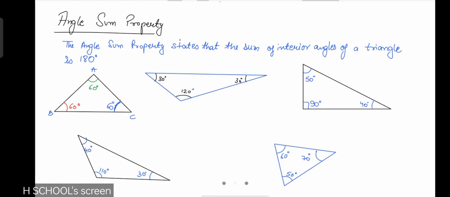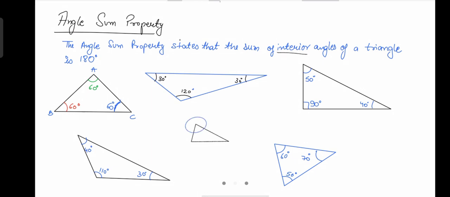Okay, let's see what the angle sum property is. If we want to understand the angle sum property, first of all, we have to understand what an interior angle is. If I make a triangle over here, let's say something like this, then there are two types of angle: one which is inside the triangle, something like this, and another which is outside, let's say this one.